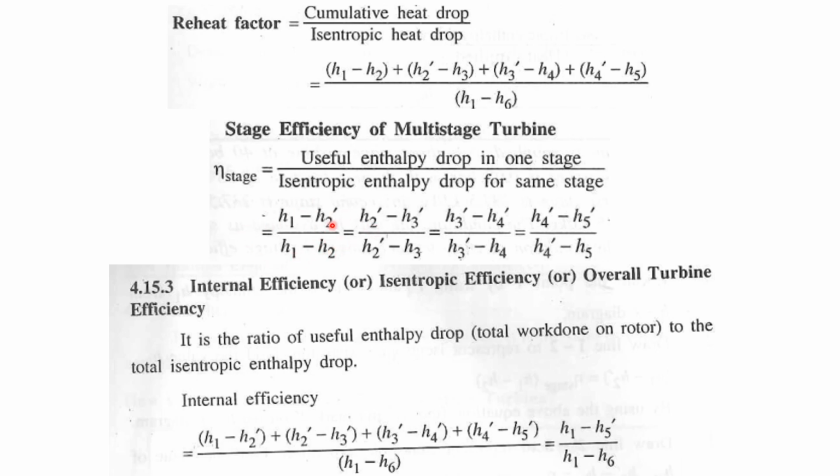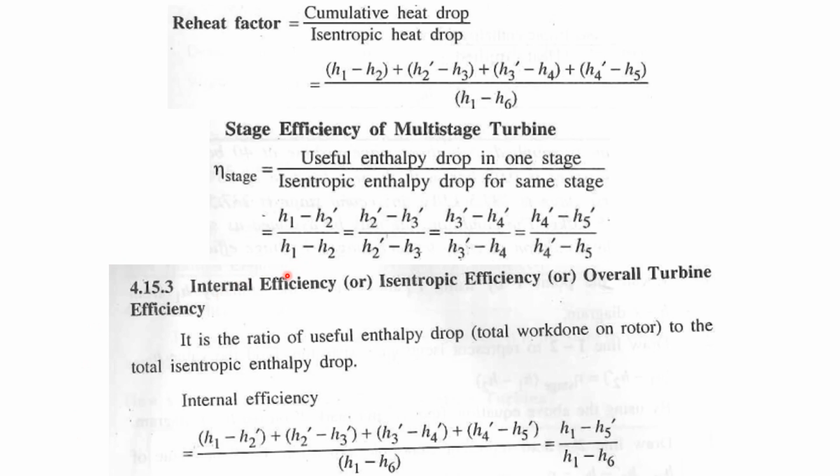So the first stage efficiency will be the same as the second stage efficiency. In the second stage, the enthalpy at the start of the second stage is 2 dash, and also in the isentropic case it is 2 dash, but after the expansion in the actual case it will become H3 dash. In the isentropic case it is H3, and so on.